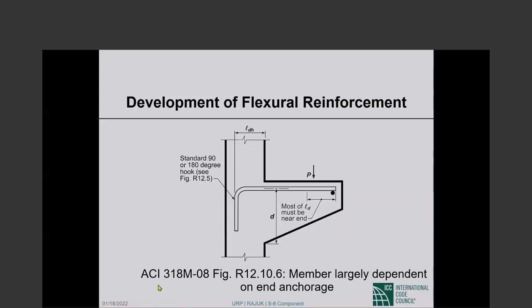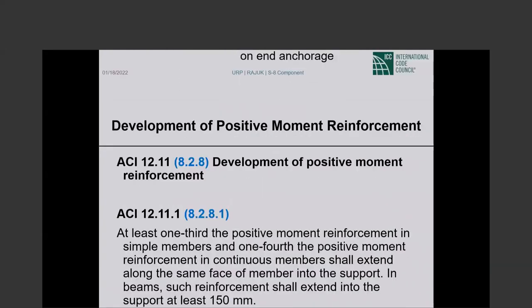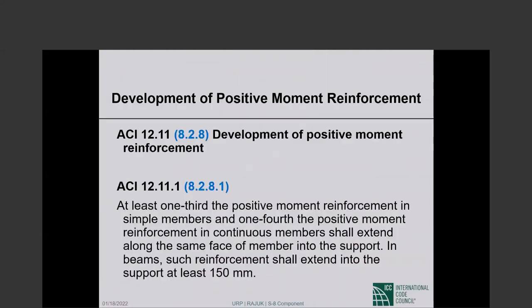So this figure is also in the commentary to ACI 318-08. There is some language to go with the figure, and I would recommend that you get hold of it and read it. Okay. Now, so far it was development of reinforcement in flexure in general. Now this is development of positive reinforcement, positive moment reinforcement.